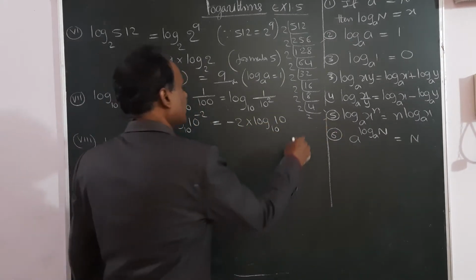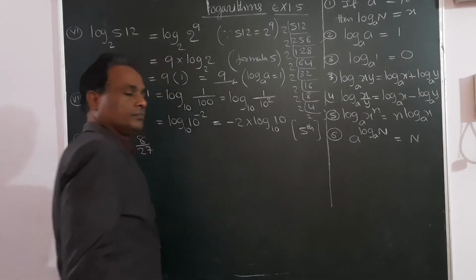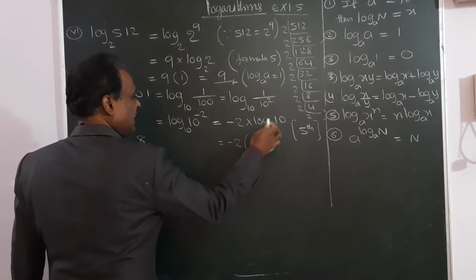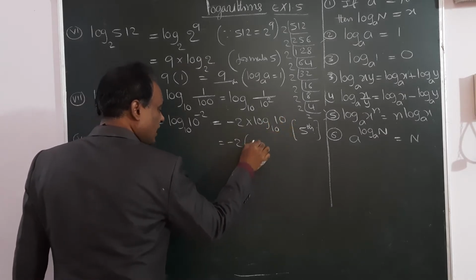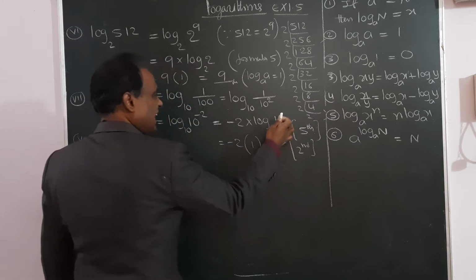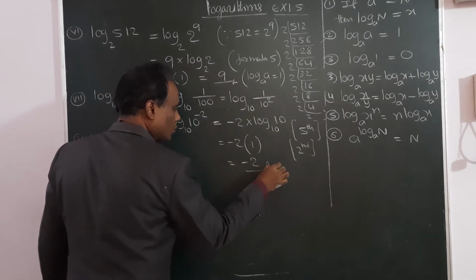You mention the formula here: fifth formula. Log 10 base 10 is 1, the second formula. So minus 2 into 1 is minus 2.